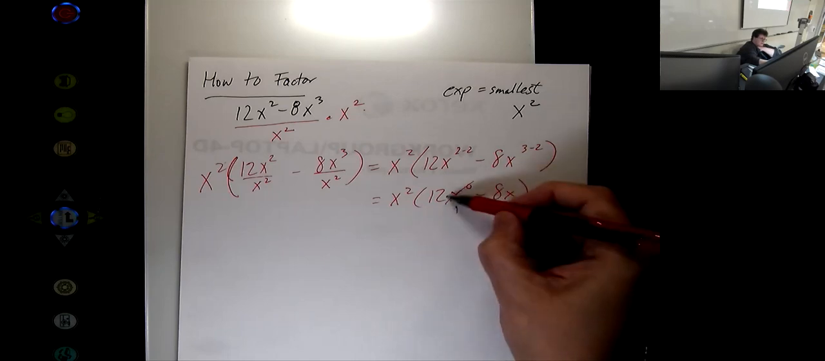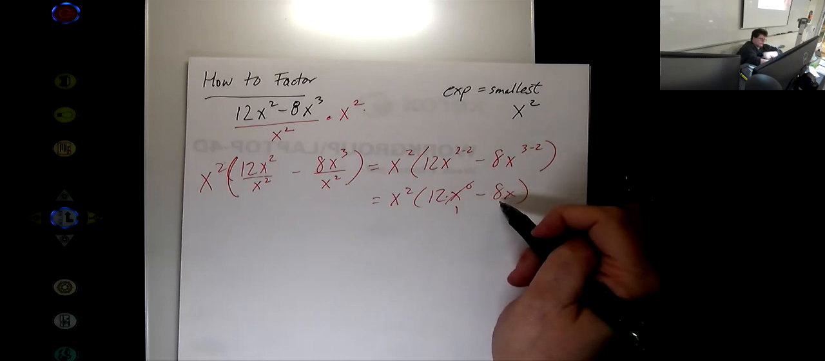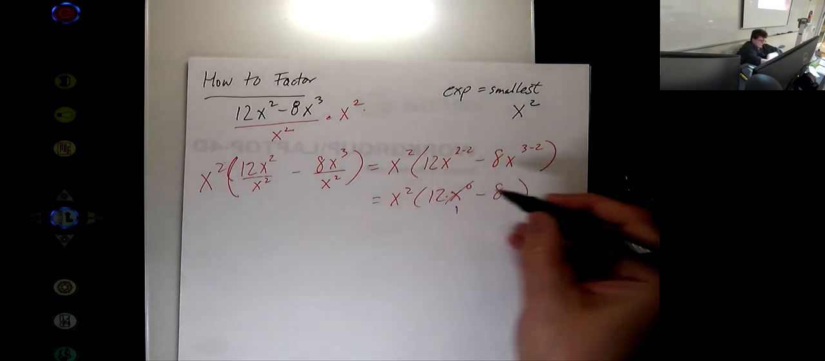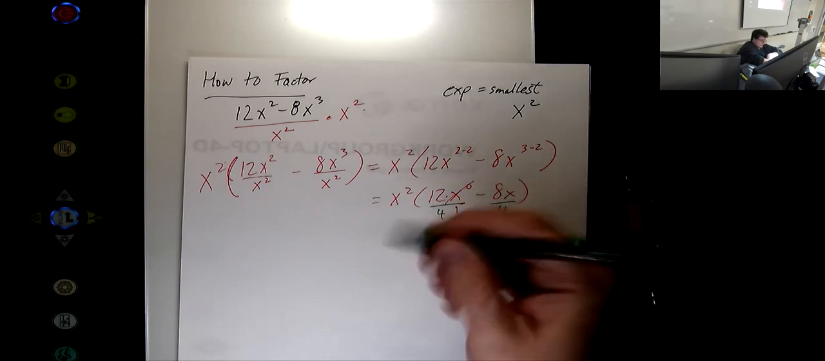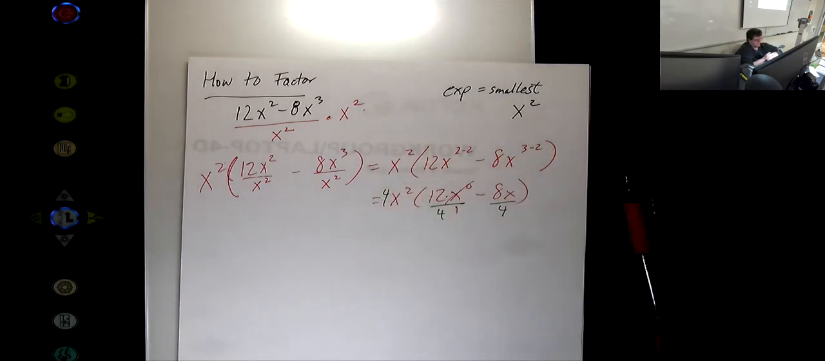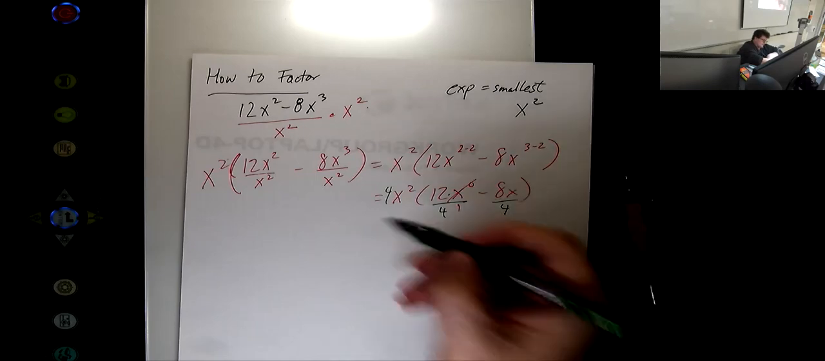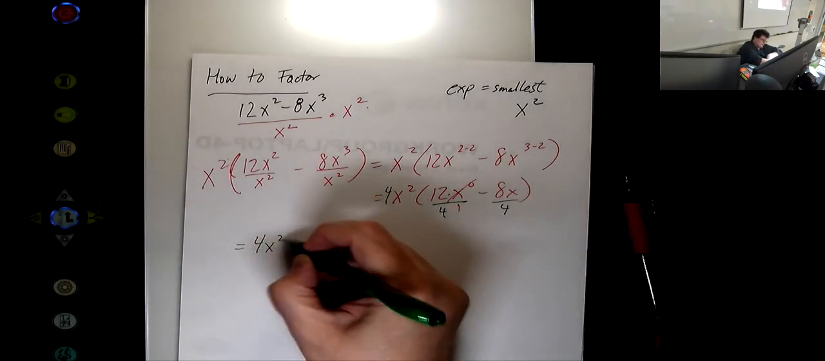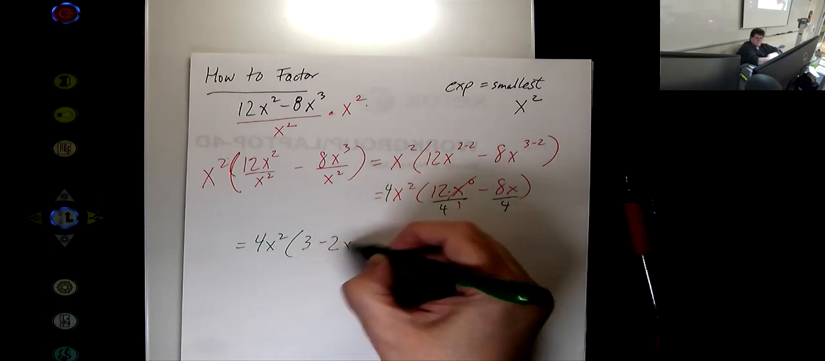So 12 times 1. Now, I didn't take into effect I can factor out a 4 as well. But this does a similar thing. I can divide each of these by 4 and multiply it by 4. And so I'm going to get 4x squared times 3 minus 2x.